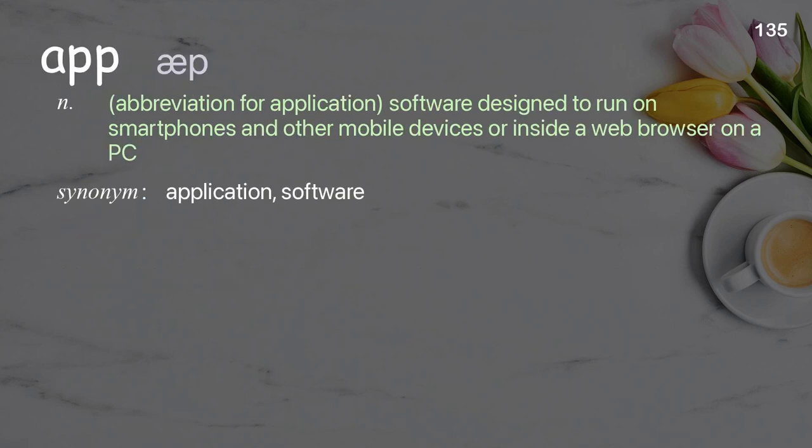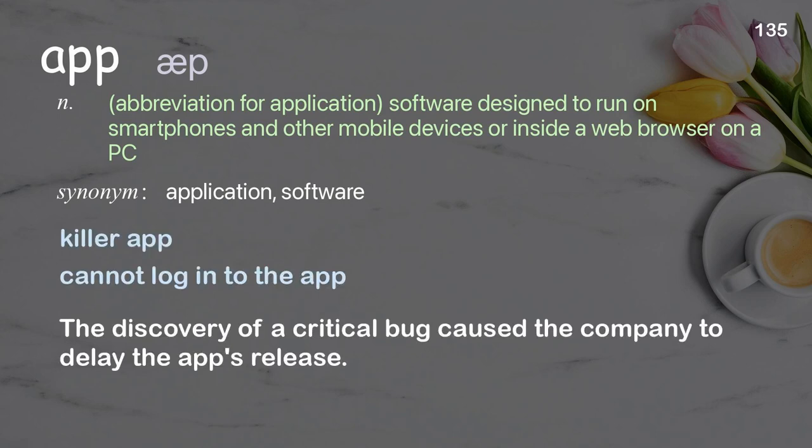App. Abbreviation for application, software designed to run on smartphones and other mobile devices or inside a web browser on a PC. Examples: killer app, cannot log into the app. The discovery of a critical bug caused the company to delay the app's release.